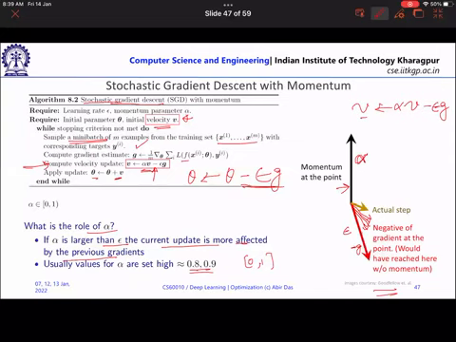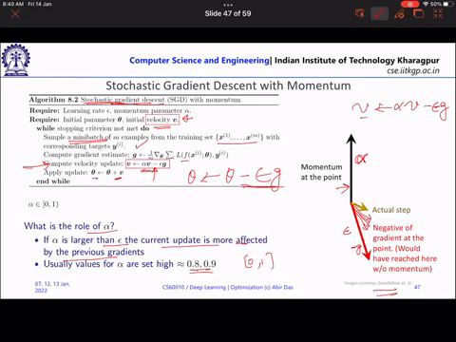The training example that you are taking to compute the gradient is sampled randomly, nothing else. Another thing I told you is that though it is called stochastic gradient descent, it is actually the mini batch gradient descent.